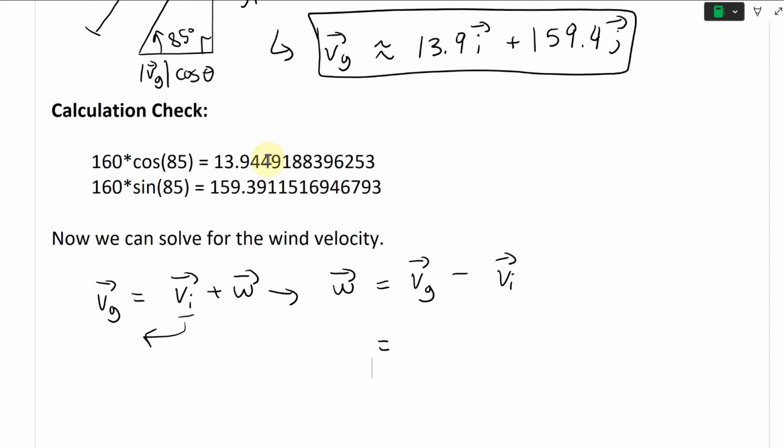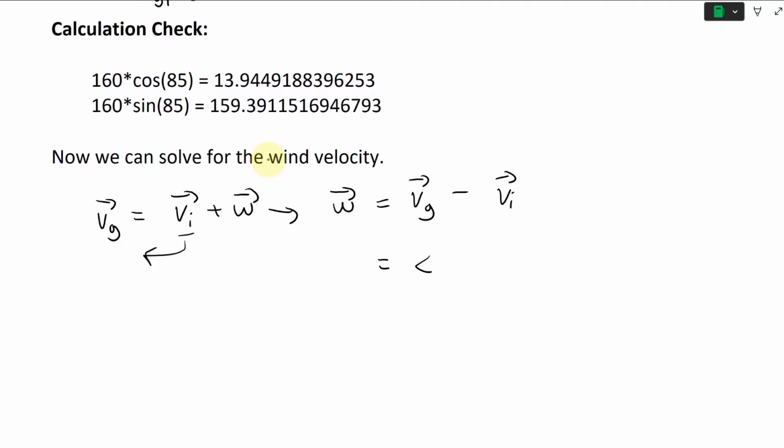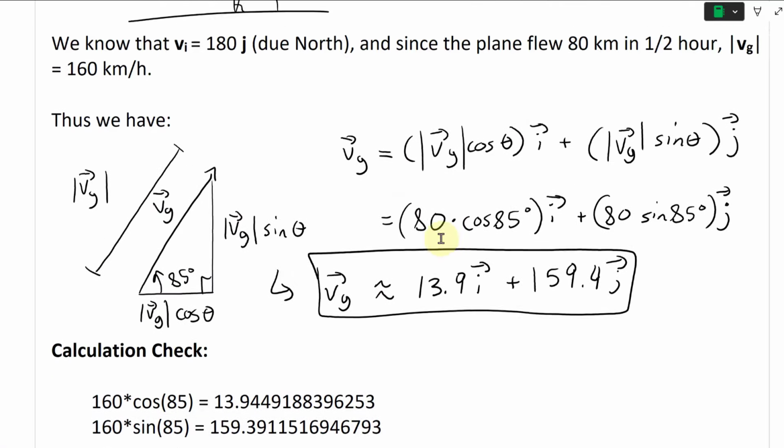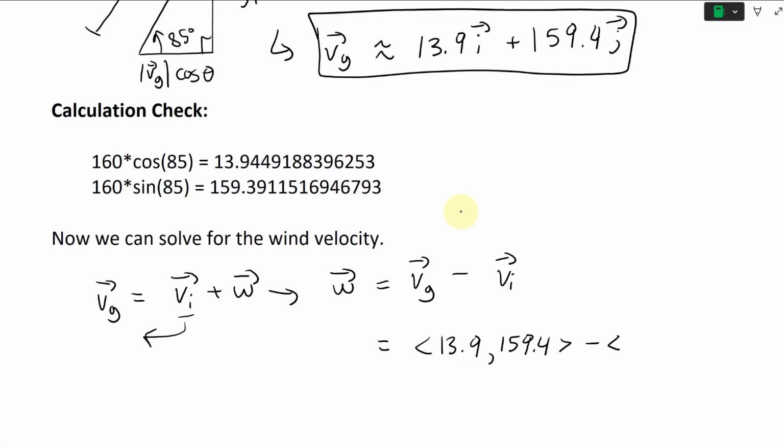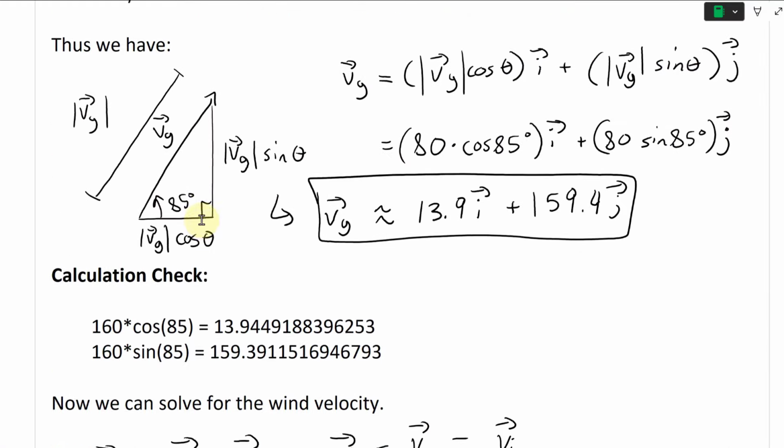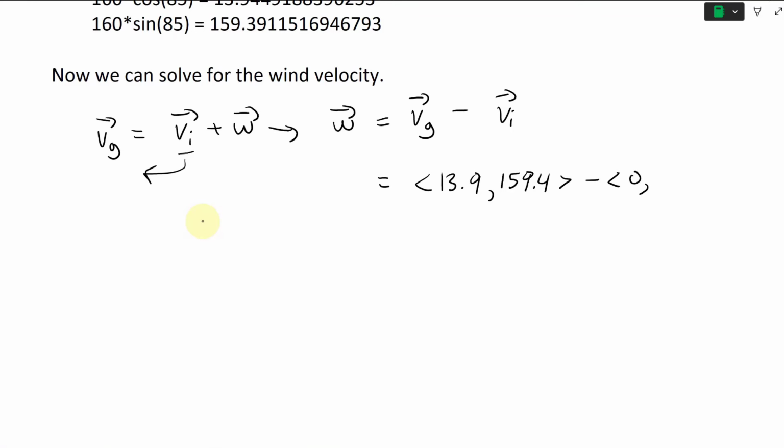We can do this by writing the components out, either in i j or in vector bracket form. I'll write this one right here. So VG is equal to 13.9 and 159.4, and then subtract VI. VI we know is just going due north, so the horizontal component is 0 and the vertical is 180. If we subtract these, 13.9 minus 0 is just 13.9. And then likewise here, 159.4 minus 180.